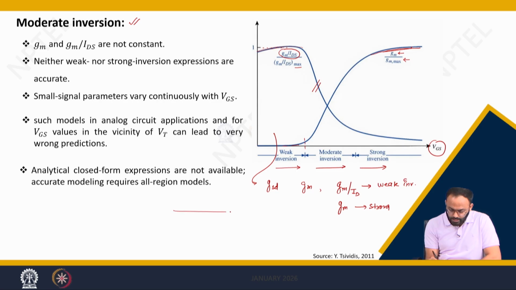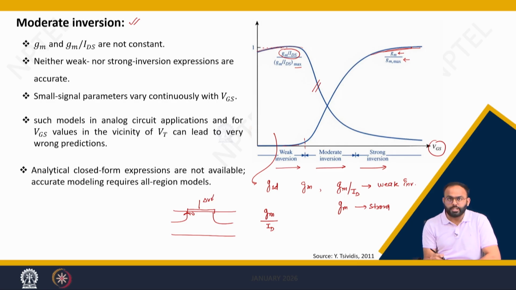We can consider from basic physics that in weak inversion, when you change the voltage, this change in voltage changes the barrier height and adds charges here. It means the slope constantly changes per change in the current, because a small change in the voltage in weak inversion changes the barrier height and adds carriers, which means gm by ID is constant.